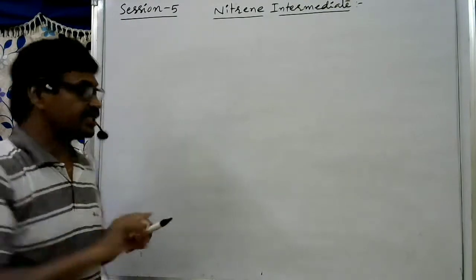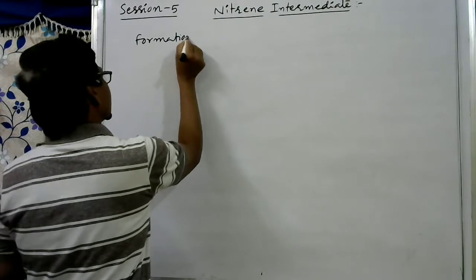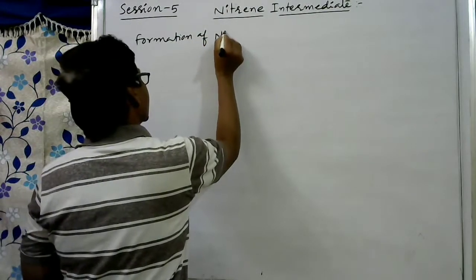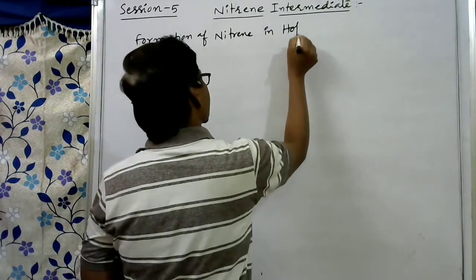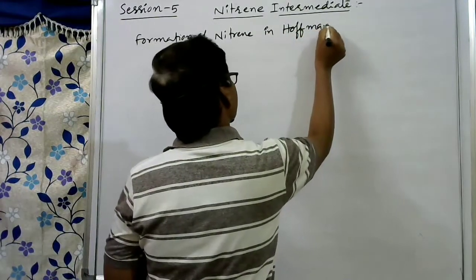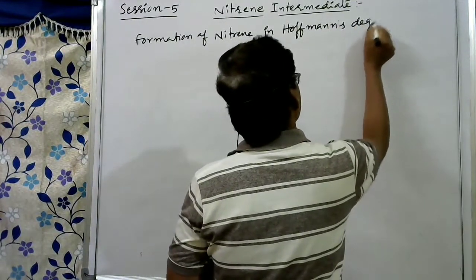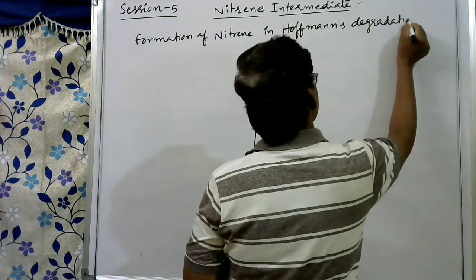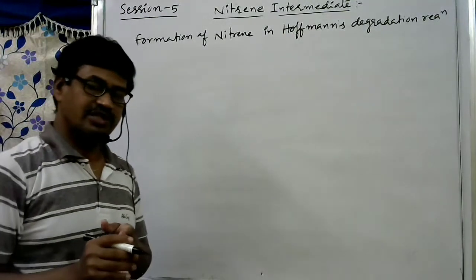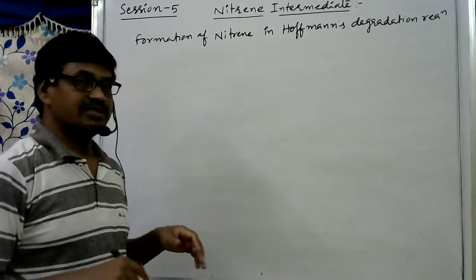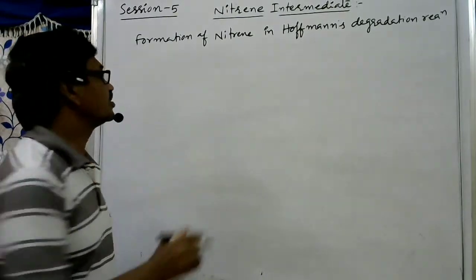Formation of nitrene in Hofmann's reaction, otherwise Hofmann's degradation reaction. Degradation means the number of carbons in the reactants and products. If you observe, the number of carbons becomes less on the product side compared to the reactant side, so we can say it is degradation.